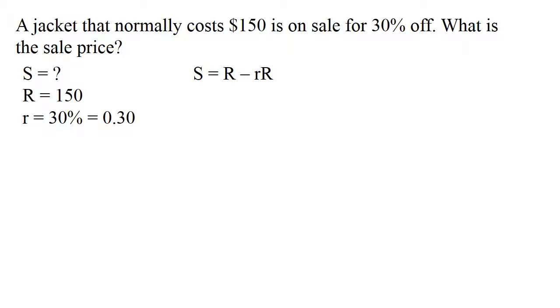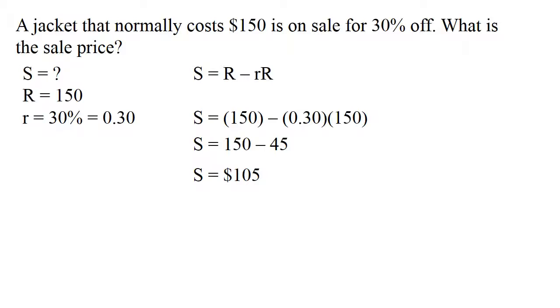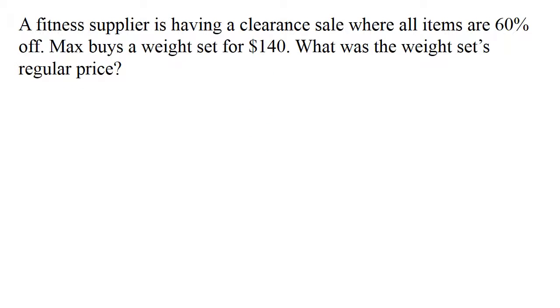So we're just going to fill those numbers into our formula. Notice the sale price is already by itself. All we have to do is calculate the right-hand side. So take 0.30 times 150, get 45. 150 minus 45, 105 is what the price of the jacket is on sale for.